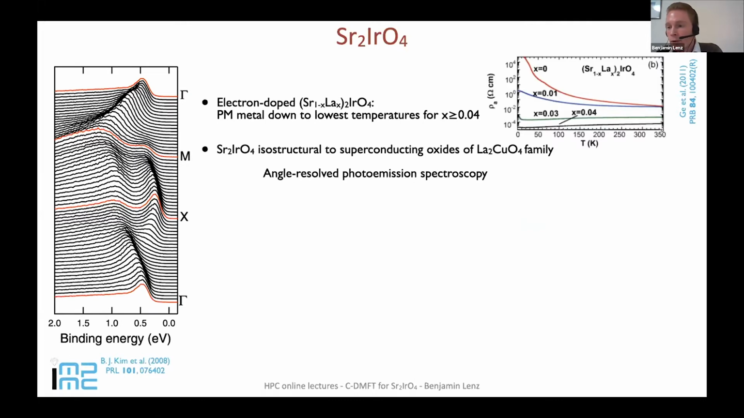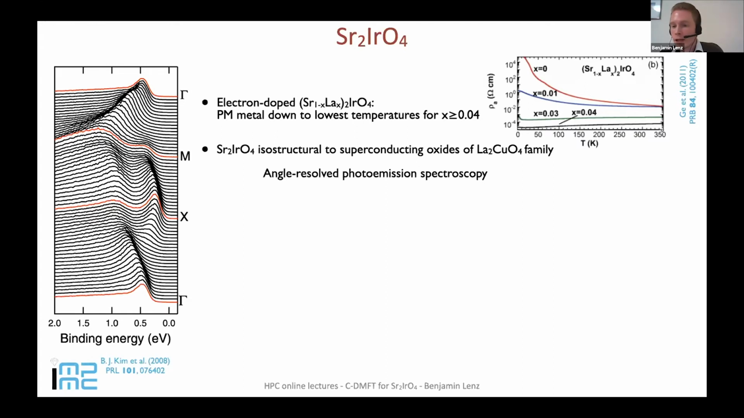However, although it is isostructural to another family of materials which are superconducting, the superconducting oxides of the lanthanum cuprate family, this system stays metallic. It does not become superconducting. As I said earlier, today experimentalists can actually investigate very pure and clean, monocrystalline samples.